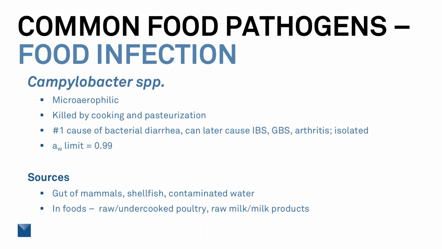The problem with it as well is that it can cause bigger issues in the future, like IBS, GBS, or arthritis. But the thing is it's generally isolated to a person or a group, so it's not extremely widespread. Its water activity limit is extremely high at 0.99, the highest out of all of them. You're going to find this in the gut of mammals, shellfish, and contaminated water. And in foods, we have raw, undercooked poultry, and raw milk and milk products.